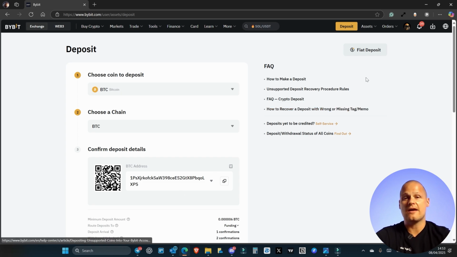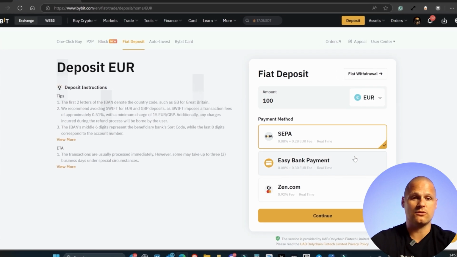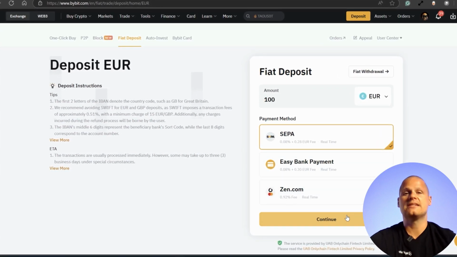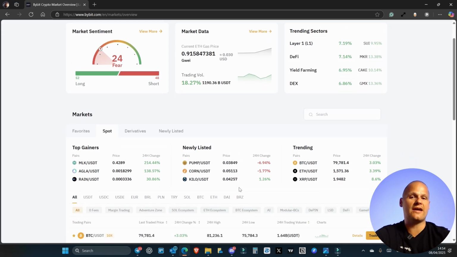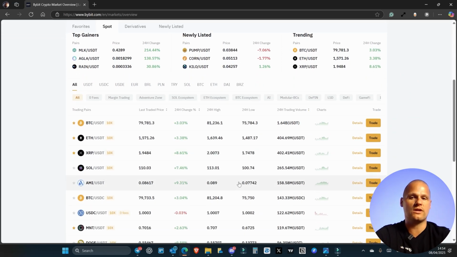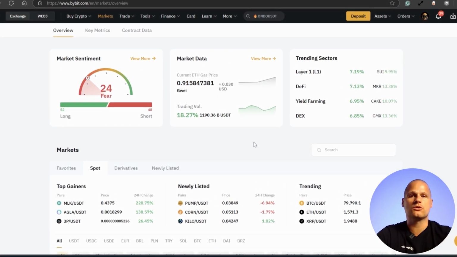If I want to do a fiat deposit, I simply click here, fiat deposit. Here I can see all the options, so I can of course choose the currency. I can choose the options, whether it's going to be a SEPA payment or Easy Bank payment or Zen, whatever. Then you click continue and it will take you through the process. Once your deposit arrives, you can choose whatever currency you want to transfer it to. From the fiat, you can transfer it to whatever you want. I'm personally using USDT because this is what we're using for perpetual contracts trading.